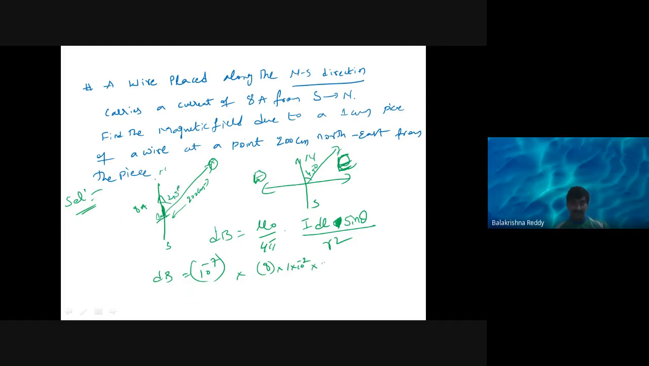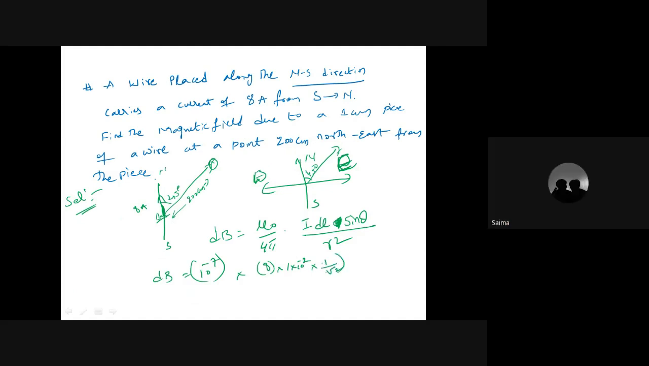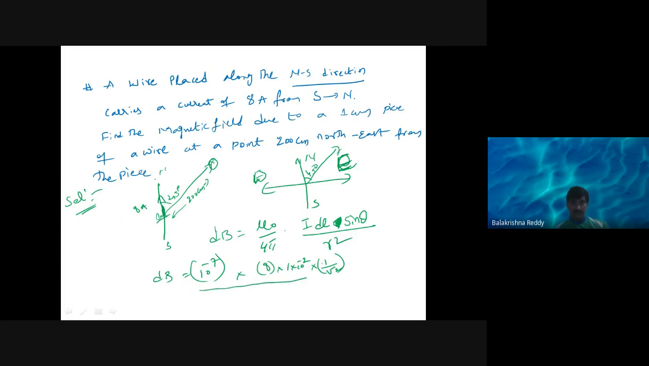So sine 45, how much is it? 1 by root 2. Since r squared: r is 200 centimeters, and when you convert it, 200 centimeters is 2 meters, right? 2 squared is 4.